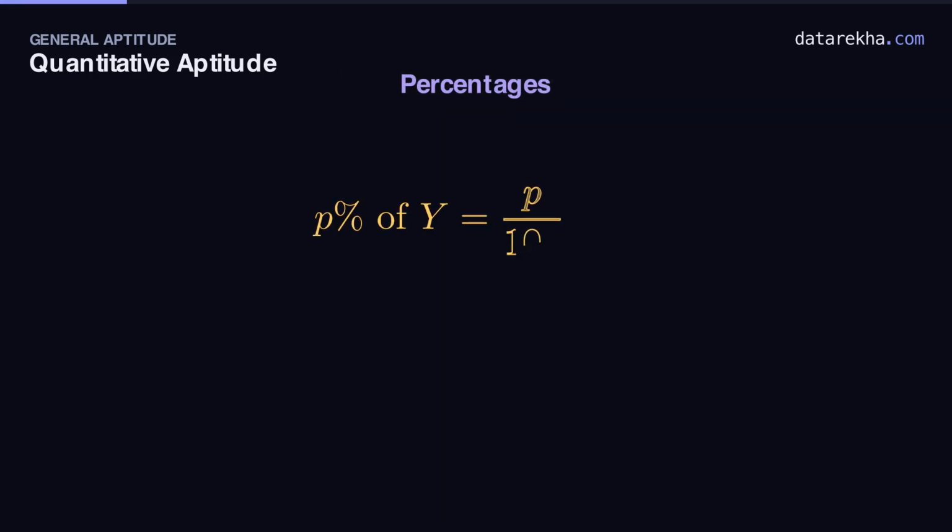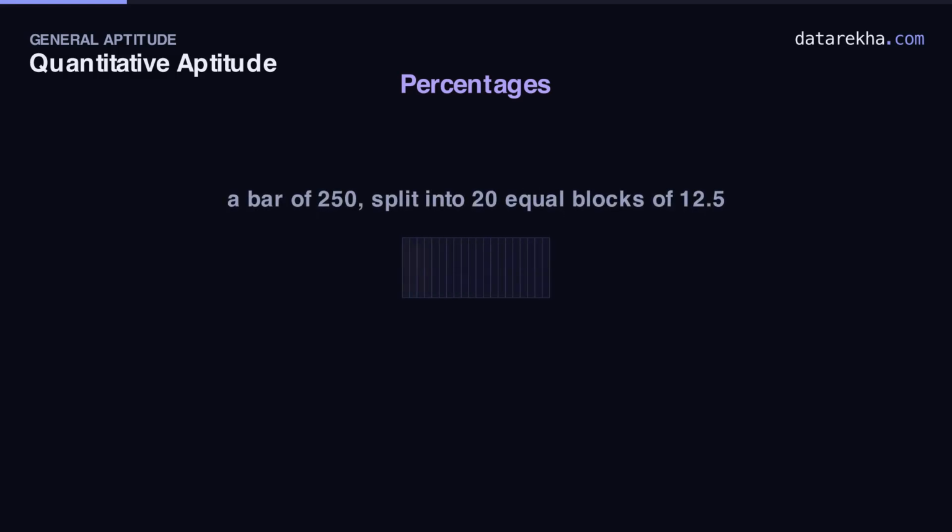Start at the foundation. P% means P out of 100. So P% of a quantity Y is P over 100 times Y. Every percentage problem is a disguised version of this one line. Picture 250 as a bar of 20 equal blocks, each worth 12 and a half. 20% is 4 of those blocks, 50. And the formula agrees, 20 over 100 times 250 is 50.